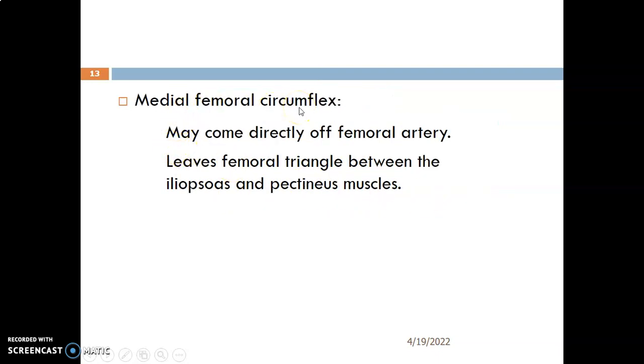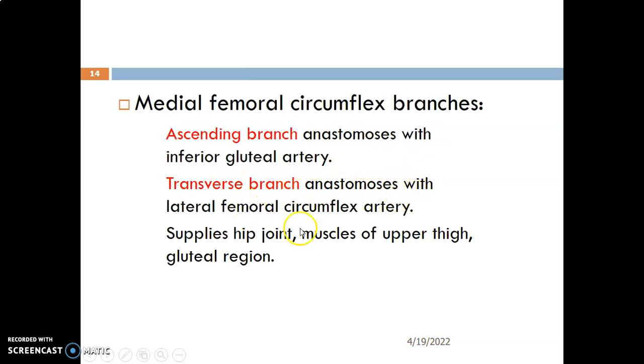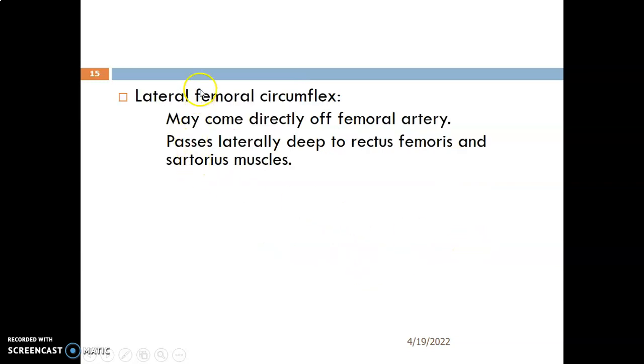The medial circumflex femoral comes directly off the femoral artery, or maybe from profunda femoris. It leaves the femoral triangle between the iliopsoas and pectineus muscle. What are the branches of medial circumflex femoral? There's an ascending branch. This anastomoses with inferior gluteal artery when you're discussing the trochanteric anastomosis. It has a transverse branch, and this transverse branch anastomoses with lateral femoral artery in the cruciate anastomosis. So medial circumflex femoral supplies the hip joint and the muscles in the upper thigh and gluteal region.